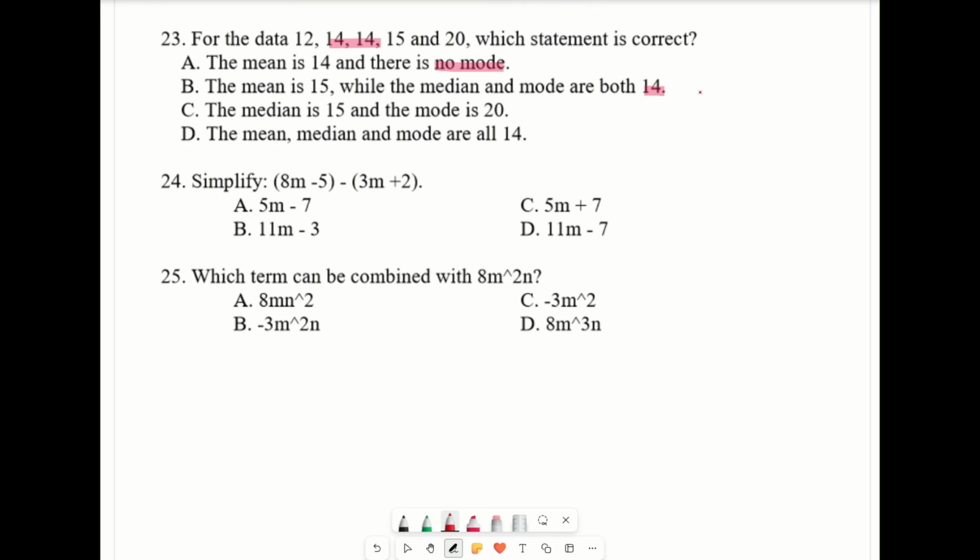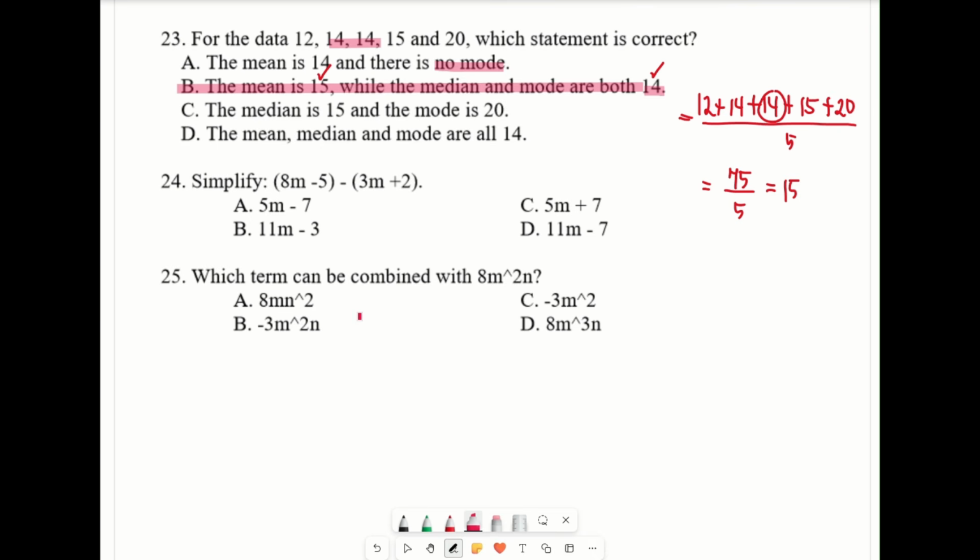So 12 plus 14 plus 14 plus 15 plus 20 over, we get 5 given. Okay, so we have here 12 plus 14, that is 26 plus 14, 40 plus 15, 55 plus 20, that is 75 over 5, that is equal to 15. Okay, this is correct. How about the median? So median natin, middle term 14. Okay, so our answer will be letter B. The mean is 15 while the median and mode are both 14.